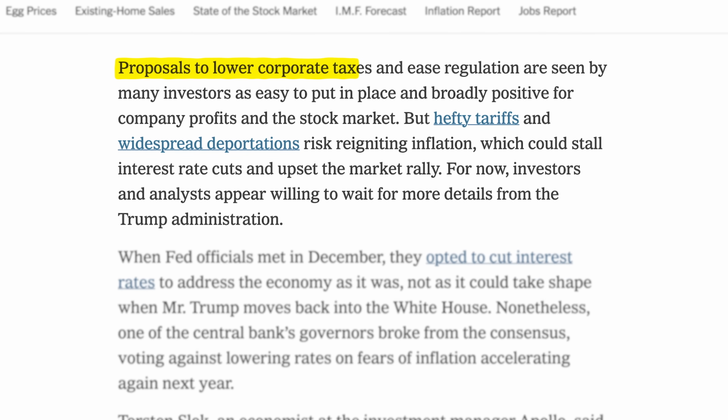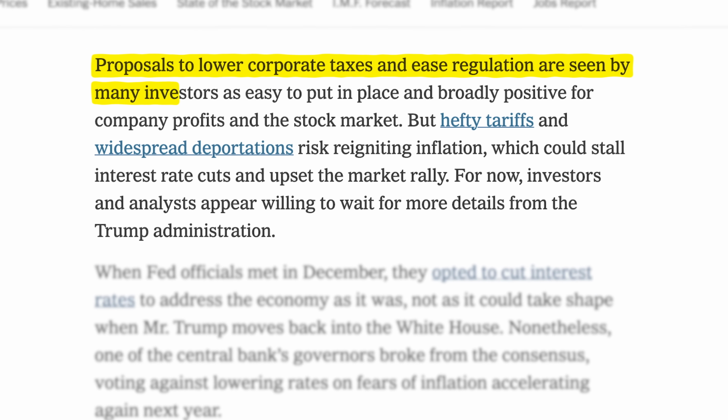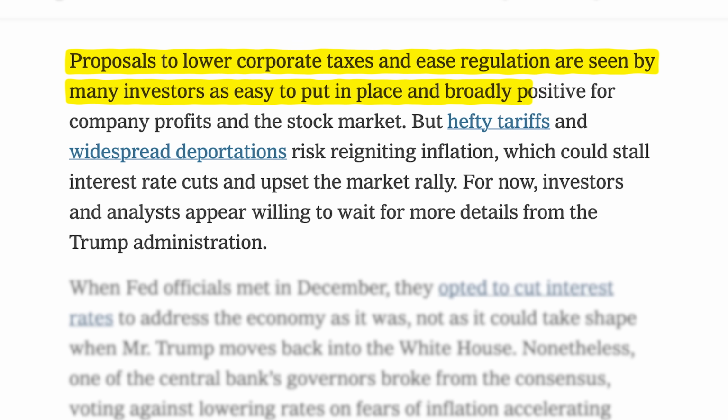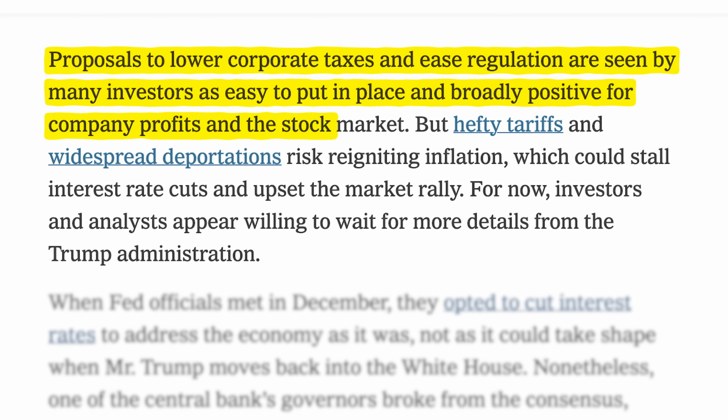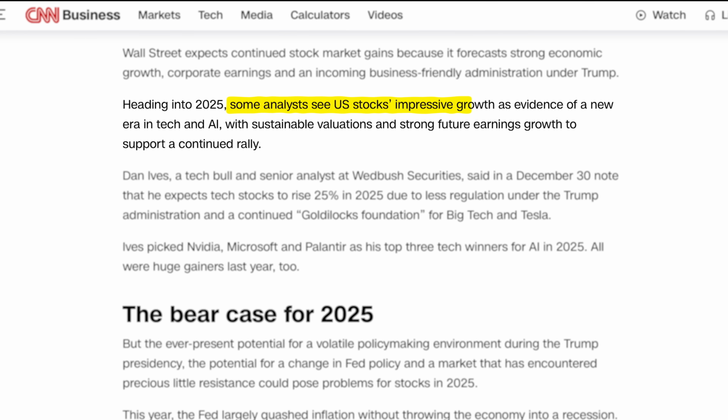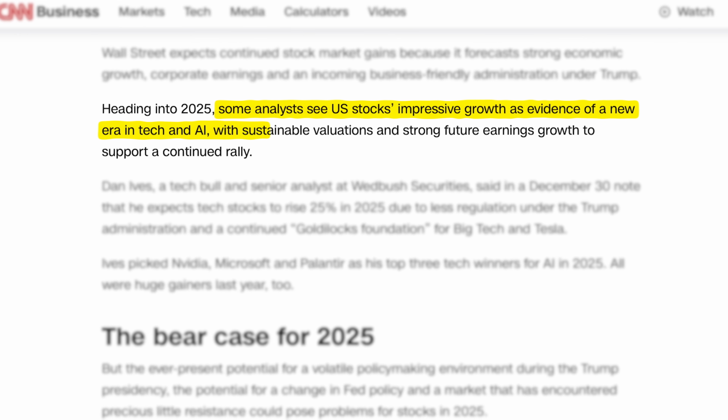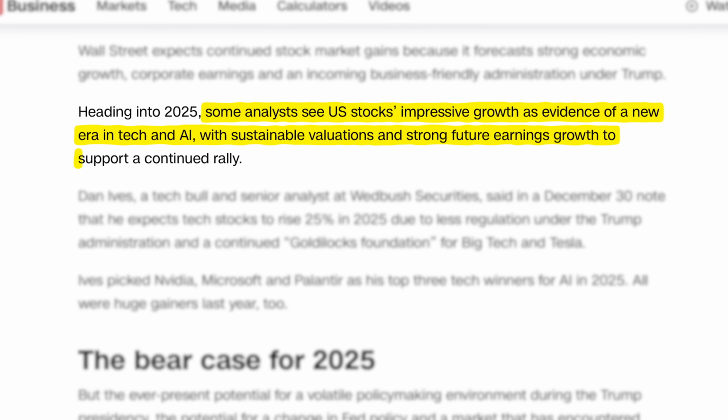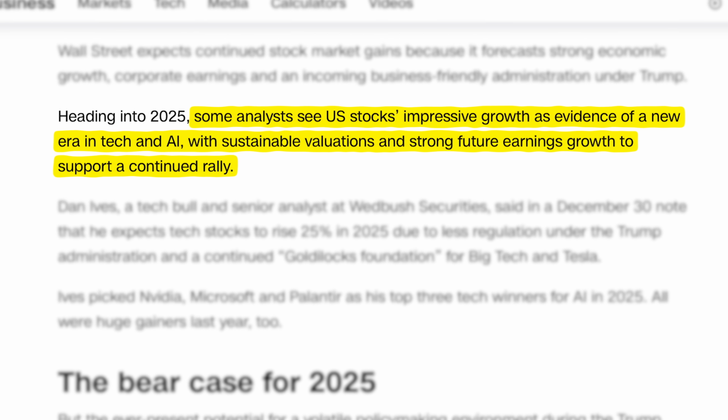In terms of why, it's said the proposals to lower corporate taxes and ease regulation are seen by many investors as easy to put in place and broadly positive for company profits in the stock market. On top of that, it's said that some analysts see U.S. stocks' impressive growth as evidence of a new era in tech and AI, with sustainable valuations and strong future earnings growth to support a continued rally.